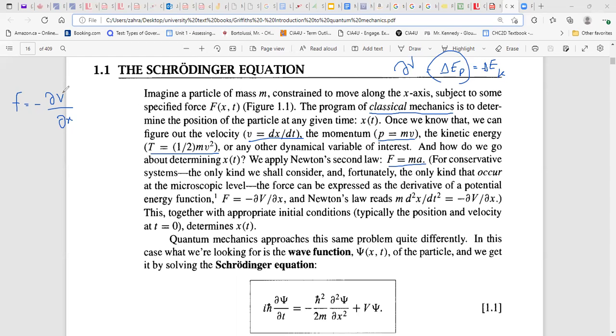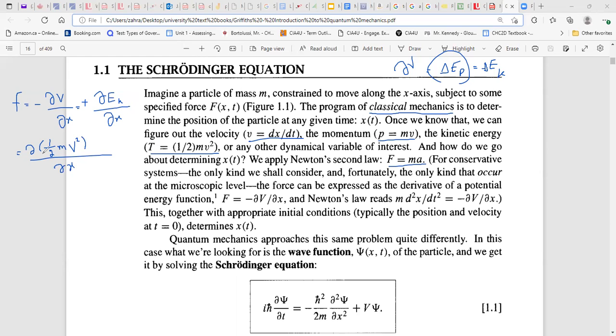So instead of that, I can put V, the potential energy. I have a negative, so negative and negative become positive: change in kinetic energy with respect to x. I know the kinetic energy is half mv2. So it's half m, d of v power 2, divided by dx.